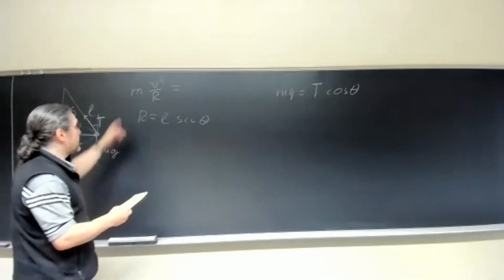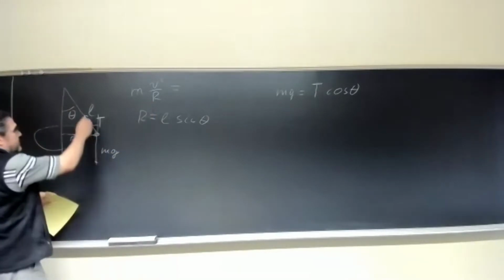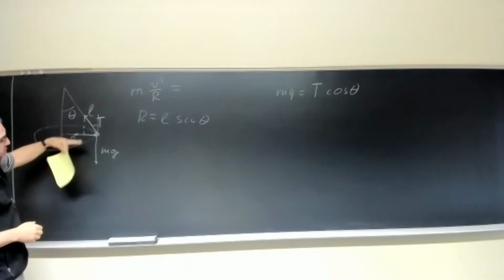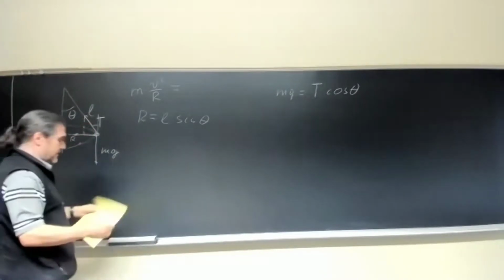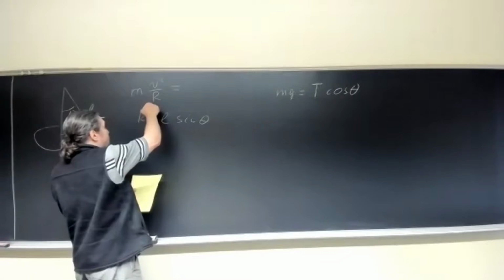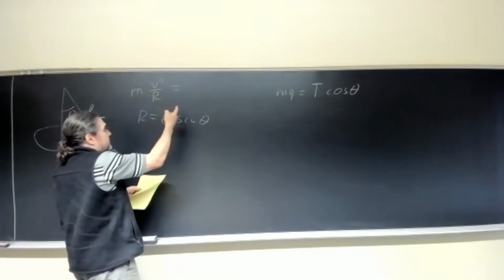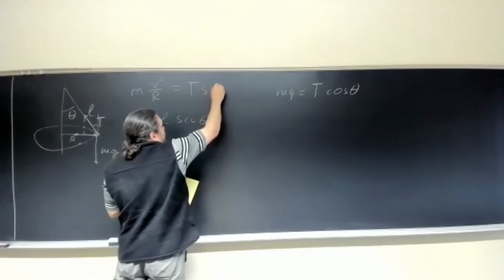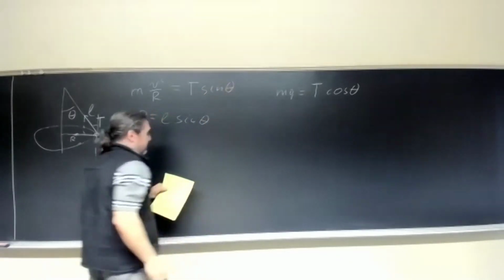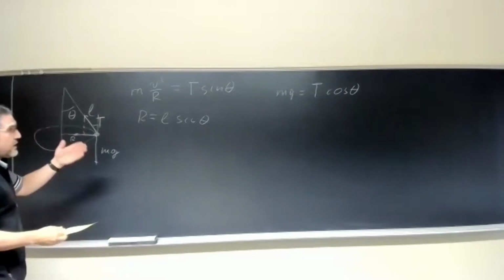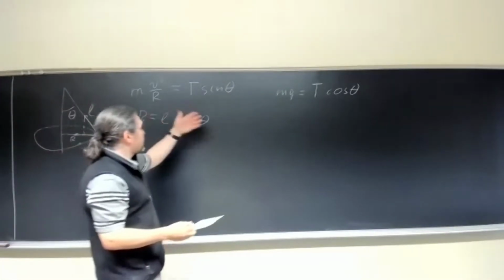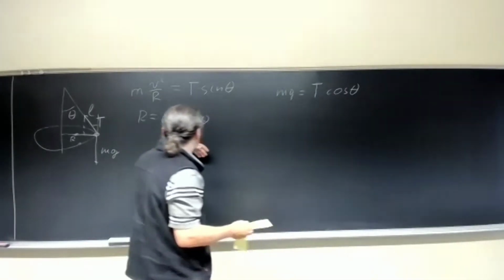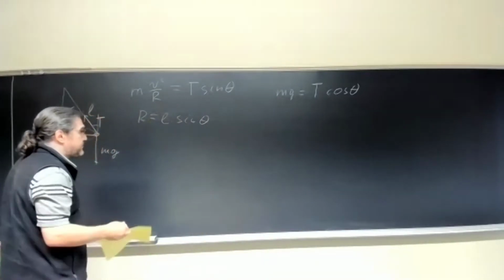And the second one is that the only force which has a horizontal component is T, and so that horizontal component must be equal to m v squared over r. So it must be T times sine theta here, right? So here we have all the equations, actually all of them, right? It's all components of the forces and acceleration and everything.